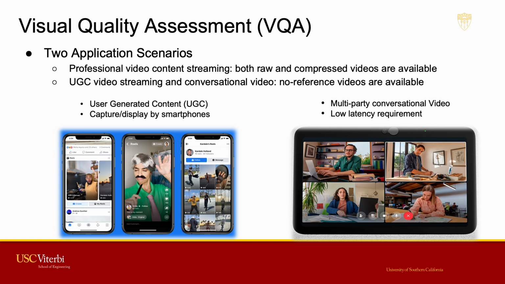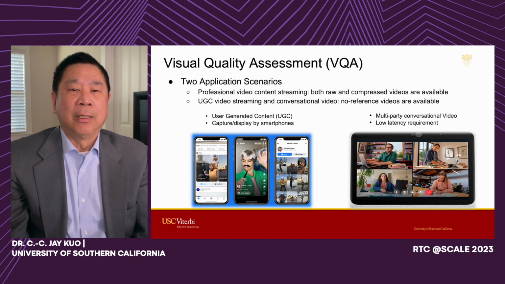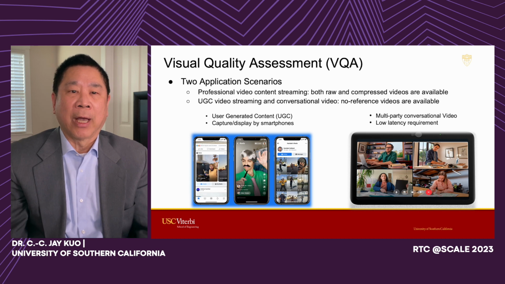There are two application scenarios. One is professional video streaming. You have movie or TV drama content, and it's served to a wide range of audience. You have the high quality video as reference, and you can compare and measure the compressed video quality. This is used daily in the streaming industry.